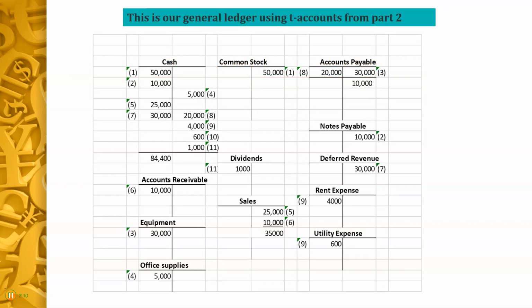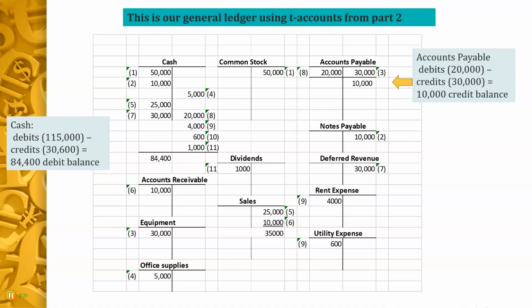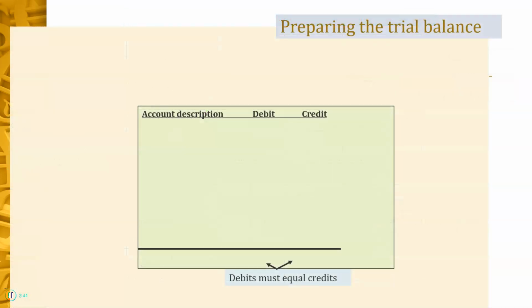So we've gone through, we've added up all our accounts. The accounts payable, we had debits minus the credit, means we've got a credit balance of $10,000. We added up our cash, we added up all our debits and all our credits, and we subtracted our debits from our credits, and we end up with a debit balance, which is the normal balance, which is good. And we did the same thing for sales. Now we can prepare our trial balance.